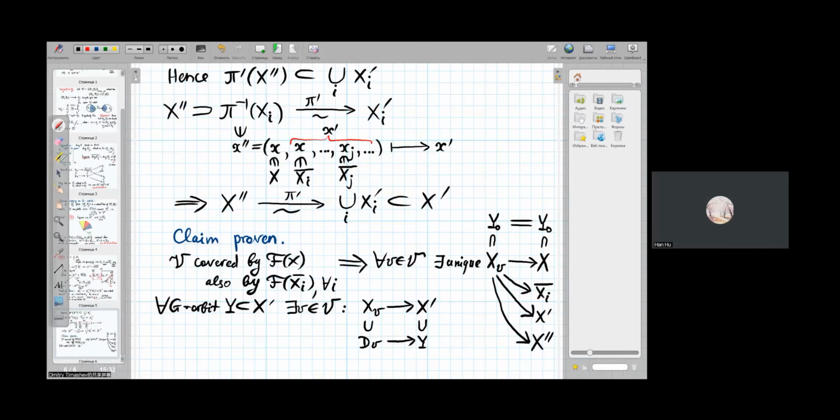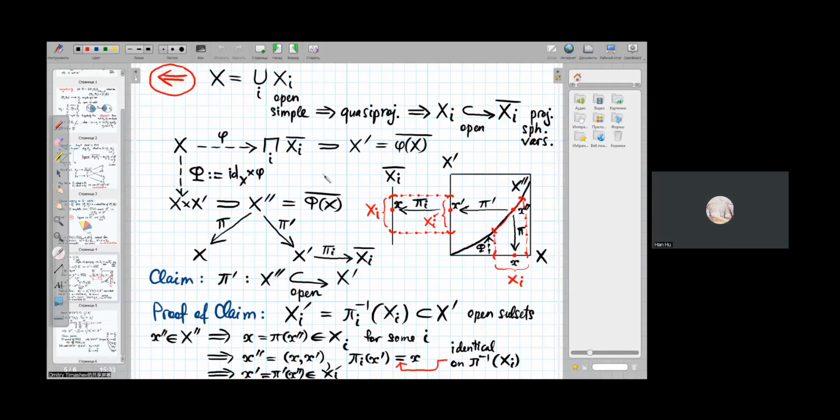Professor, sorry, you have that xv maps to every xi bar. Yes. So xv is mapped to the product of the xi bar. Yes, exactly. But that product is not x prime. So how can we ensure the image contains y in x prime?